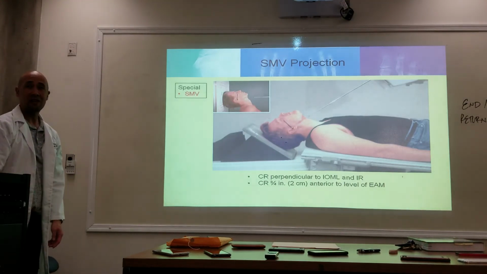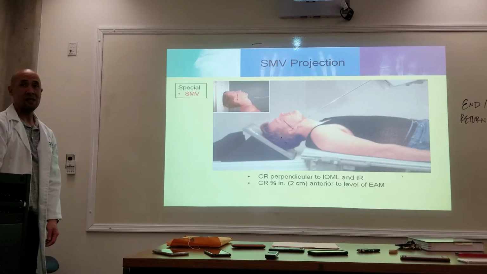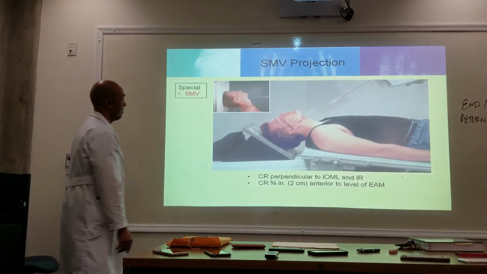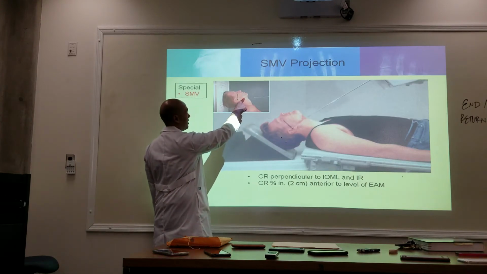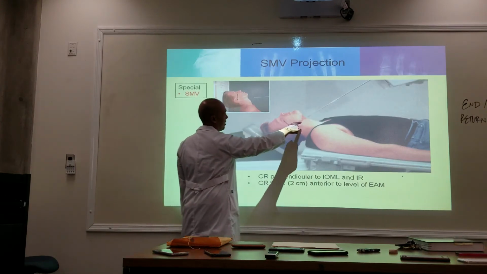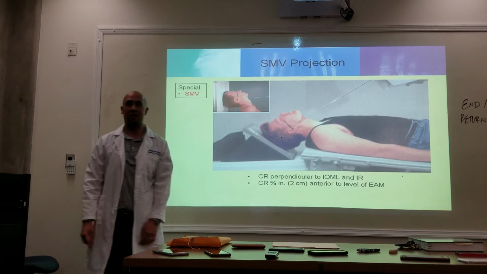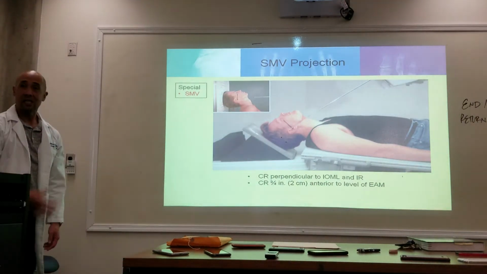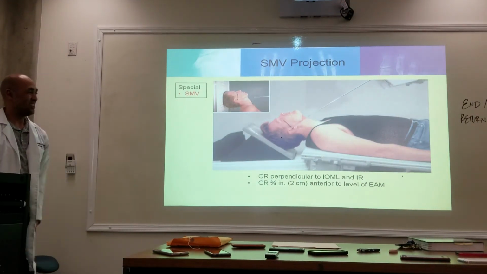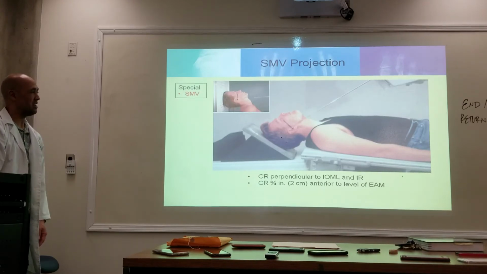You know a better way to say that, and they should have said it? Enter at the level of the gonion, the angle of the jaw. Does it look like it's entering at the angle of the jaw? Enter at the angle of the jaw. For test purposes, three-quarters of an inch anterior to the EAM. Okay?